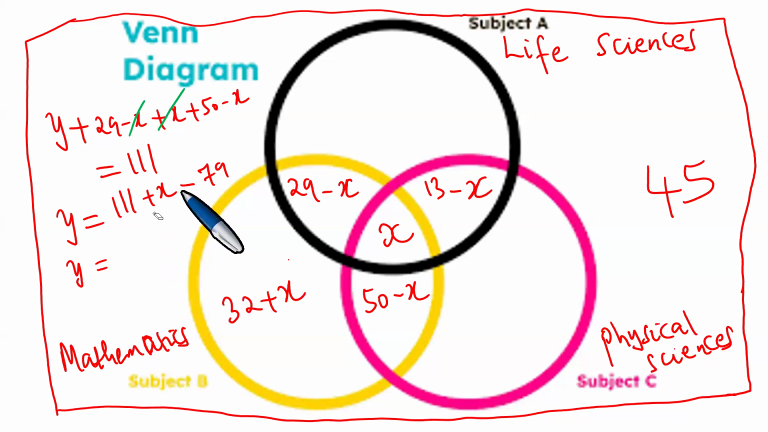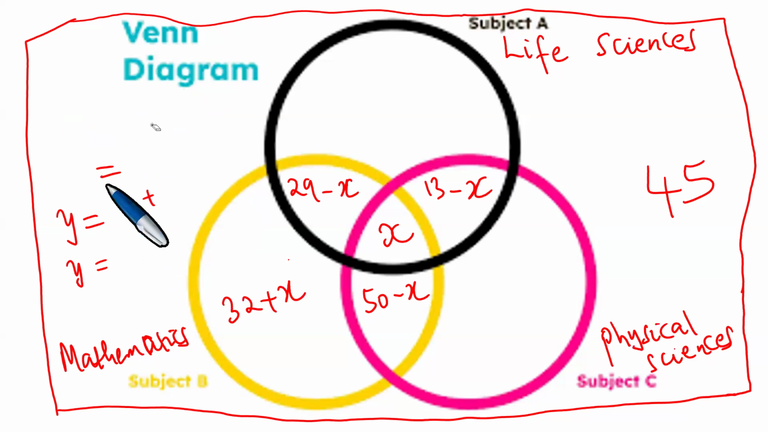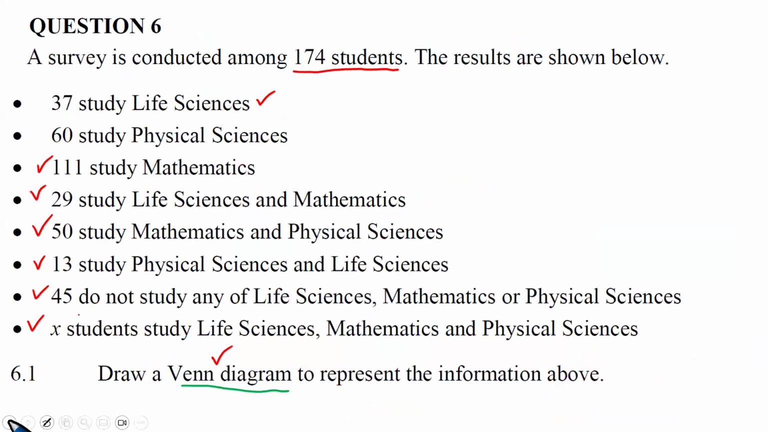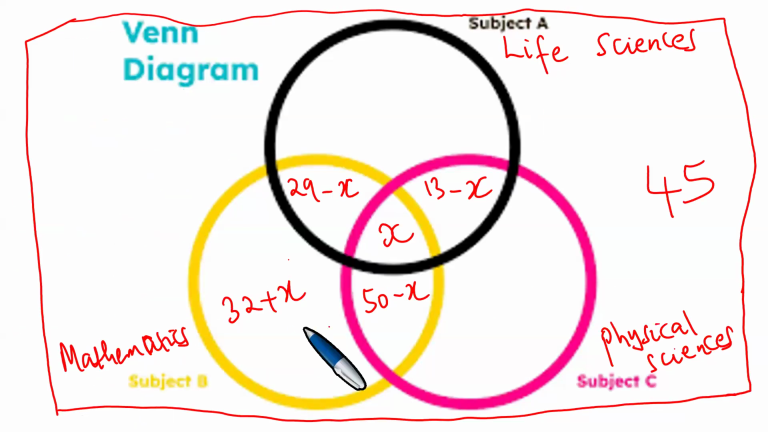So this one was some rough work. You don't need to put the rough work in the Venn diagram. I'm just doing it for clarity's sake. Okay, but yeah, the examiner gave us more information. Let us check. 60 study physical sciences. So in physical sciences, there must be 60.